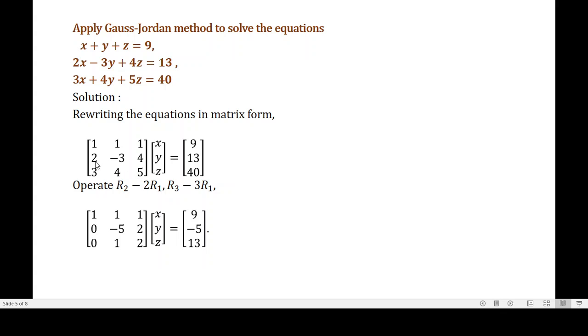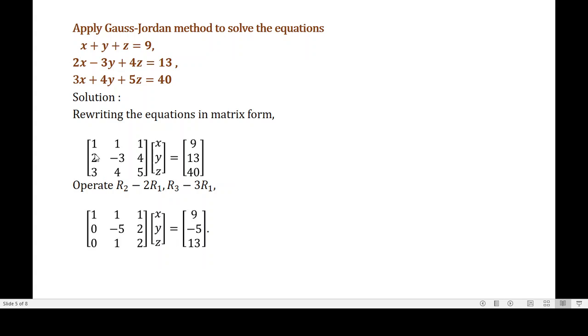Now, let me consider the second element in the first column. Now, let me make this element 0. How to make this element 0? Since the first element is equal to 1, we multiply the first row elements by 2 and subtract it from the second row elements. So, the first row operation is R2 minus 2R1. Multiply the first row elements by 2 and subtract it from the corresponding elements of the second row.